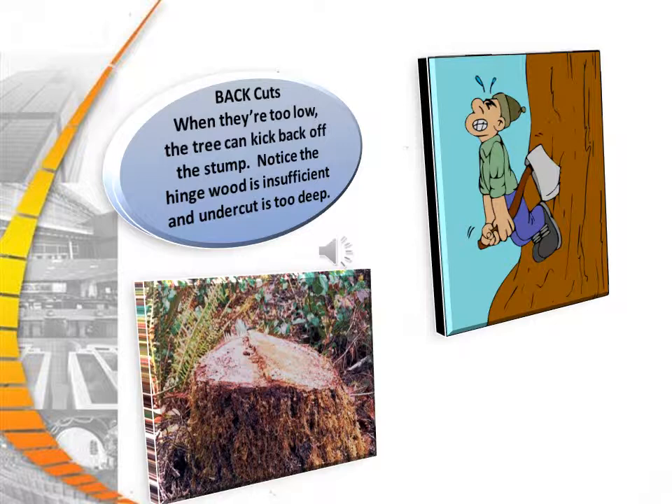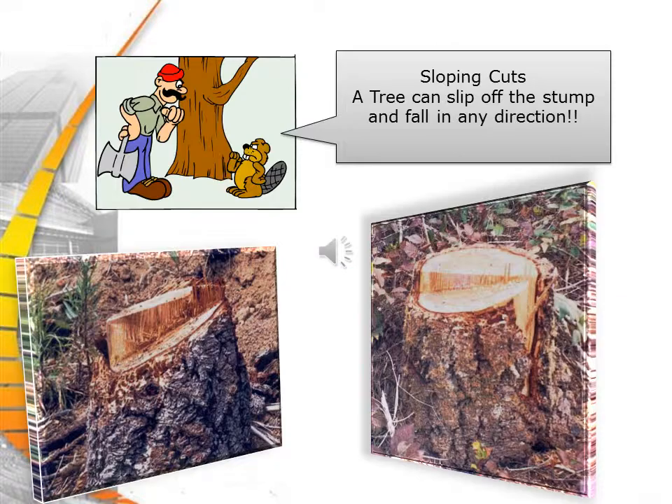When a back cut is too low, the tree can kick off the back of the stump. Notice the hinge wood is insufficient and the undercut is too deep. A sloping cut: a tree can slip off the stump and fall in any direction when looking at these pictures depicted of a sloping cut.